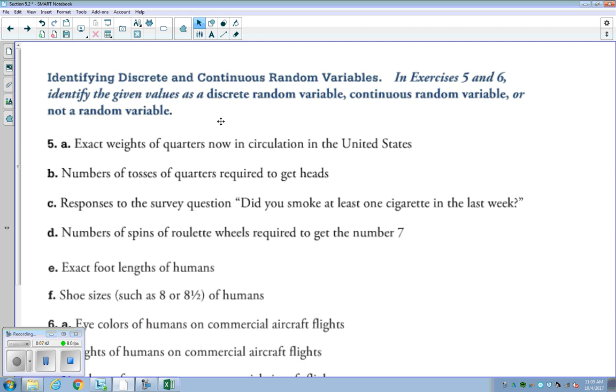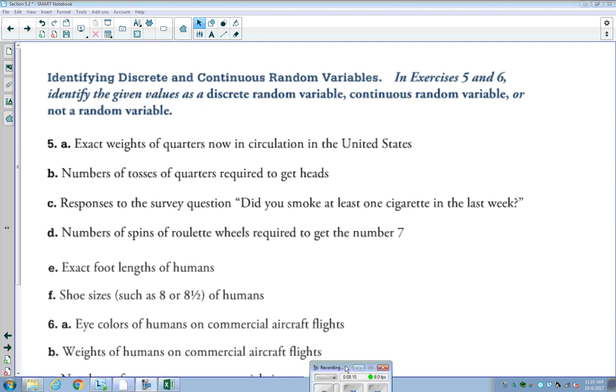How about E, the exact foot lengths of humans? Continuous random variable. How about F, shoe sizes? It has to be continuous because it even says they're 8.5, right?